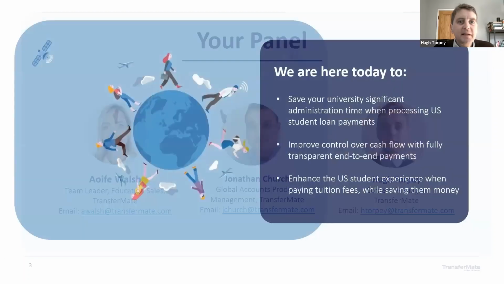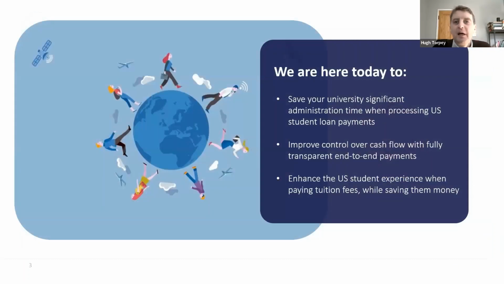So, as I said, a really focused session today where we want to help you in three basic areas when it comes to processing US student loans: speed, cost, and ease. We want to save your university significant administration time, and it really is significant in a lot of cases. Improve the transparency you have over payments and the control you have over your cash flow, and how you can enhance the student experience and save them time and money too. The format we're going to take is a question and answer session with a summary at the end of each question to highlight the key learnings.